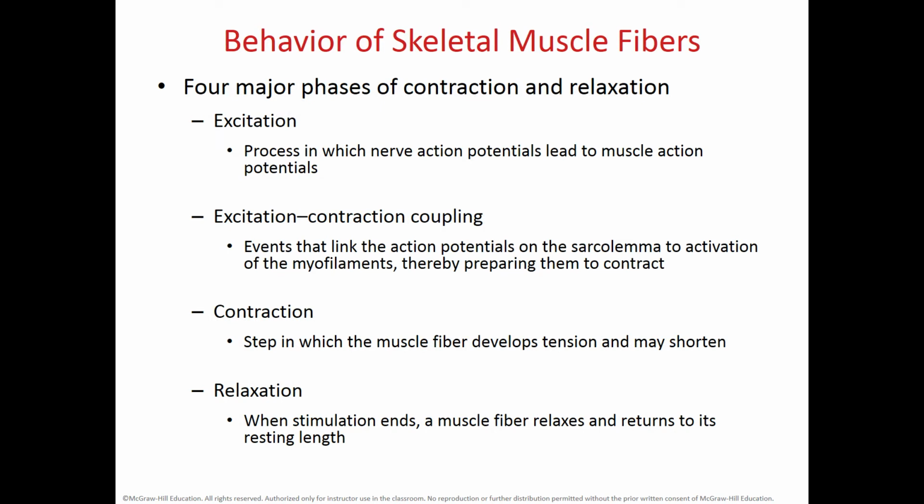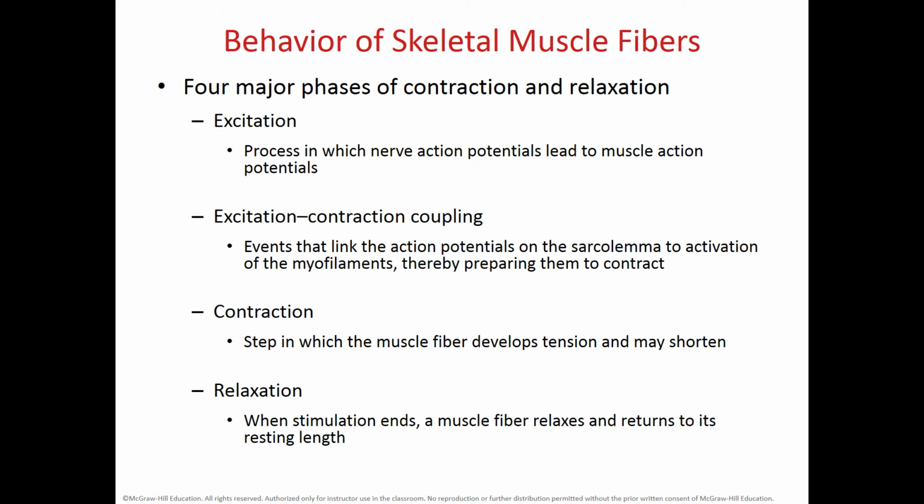So what are the four phases of contraction and relaxation? You have excitation, in which you will generate an action potential in the nerve, and that is going to reach the muscle so that the muscle can produce an action potential. And then once the muscle receives this action potential, it's going to have this sliding of actin over myosin, in what we call excitation-contraction coupling. And then you will have the contraction, and then you have relaxation.